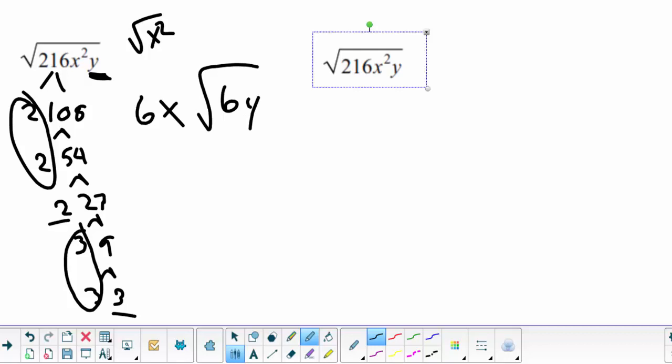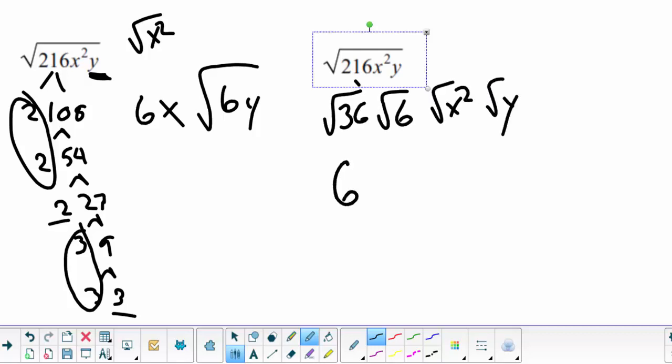Now, if we want to do the perfect square method, we could divide that number in half and get 108, and just start with the perfect square. So we'd start at 100, then go back to 81, then try 64, and keep doing that until we eventually got to 36. So we'd have the square root of 36 times the square root of 6. We have the square root of x squared and the square root of y. The square root of 36 is 6, so we got rid of that. The square root of x squared is just an x. And then we'd have a radical 6y left over. So we got the same answer either way.